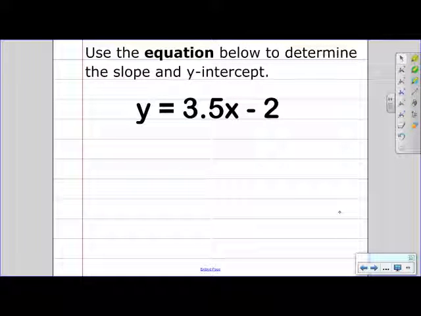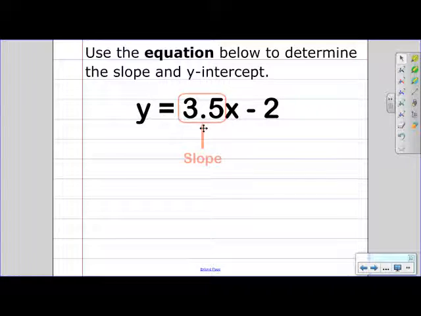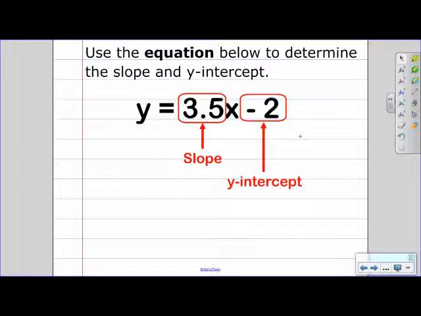Our next and last question. Use the equation below to determine the slope and y-intercept. Now this equation is already in slope-intercept form, so this will be very easy. So 3.5 is our coefficient for our variable, and it also happens to be our slope. Now, -2 or subtracting 2 is our constant, and that happens to be our y-intercept.